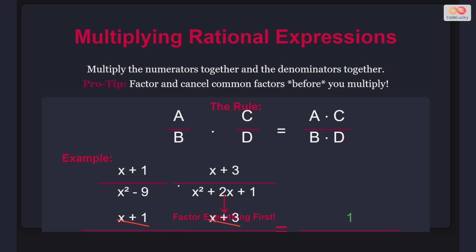Multiplying rational expressions is straightforward. You multiply the numerators together, and you multiply the denominators together. But here is a pro tip. It is much easier to factor everything first. Before you multiply, factor every numerator and every denominator. This allows you to cancel out common factors diagonally or vertically, which simplifies the problem immensely and prevents you from having to multiply large, complicated polynomials.